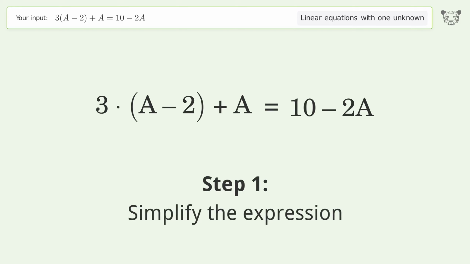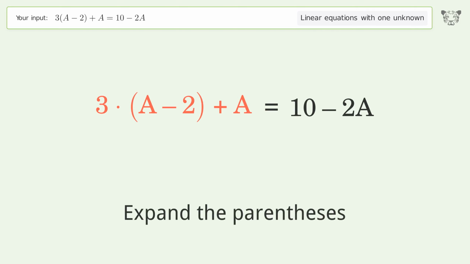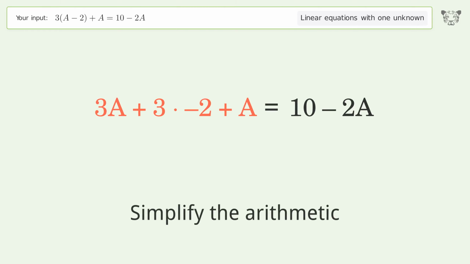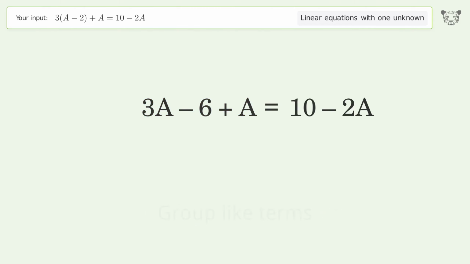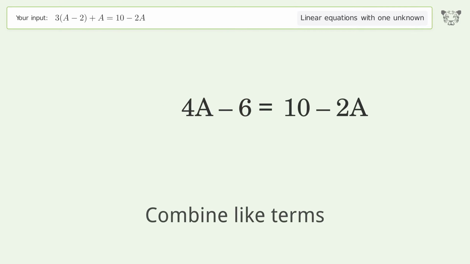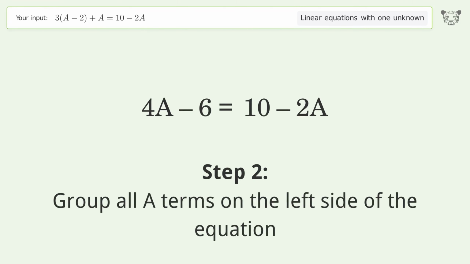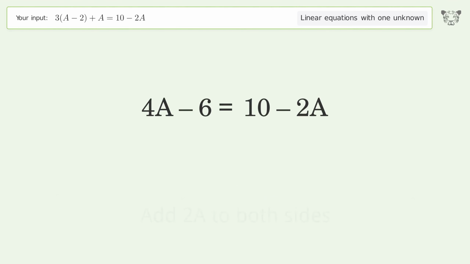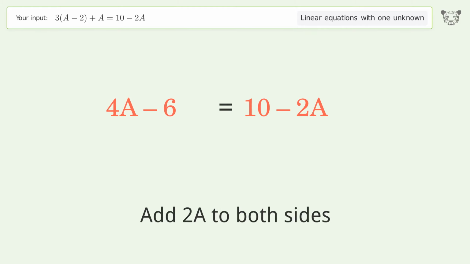Simplify the expression. Expand the parentheses. Simplify the arithmetic. Group like terms. Combine like terms. Group all A terms on the left side of the equation. Add 8 to both sides.